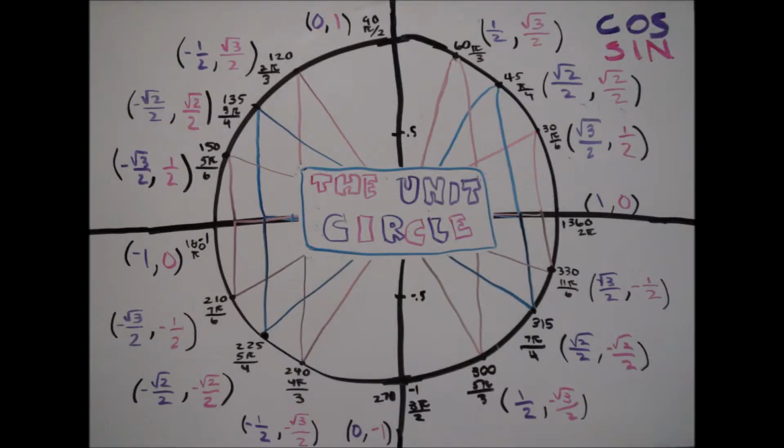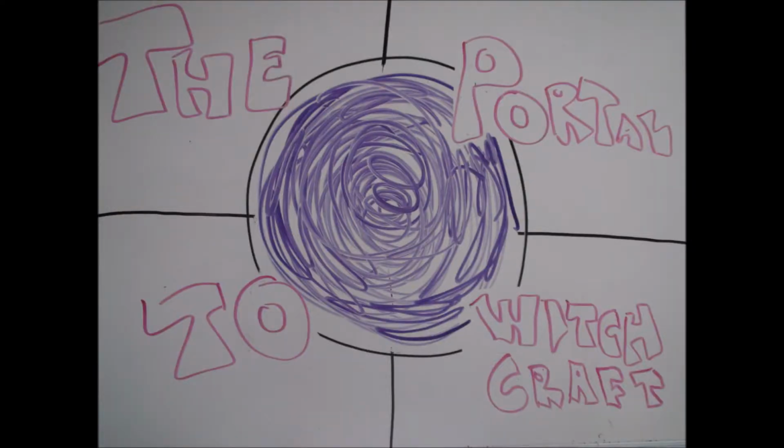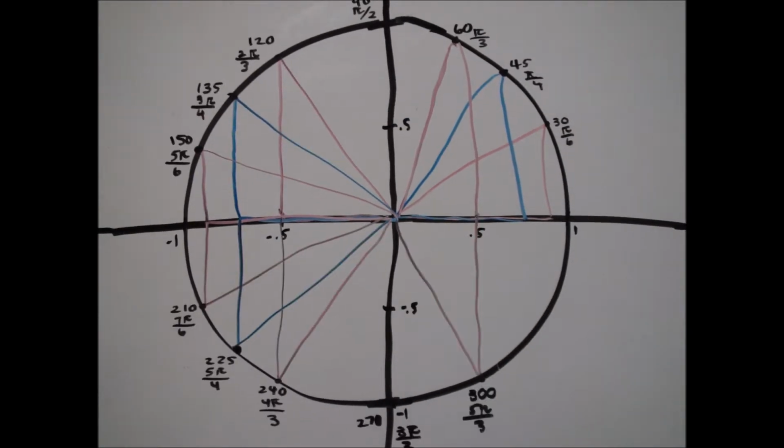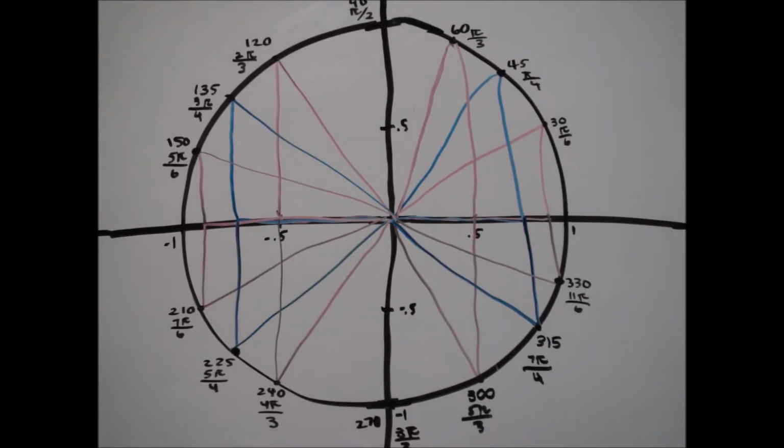The unit circle consists of special angles. That's what makes the circle the portal to witchcraft. Just kidding. As you can see, the unit circle consists of 12 triangles, all made from our special triangles. These triangles all have their own relevant angle measures and radian measures. But we don't stop there.